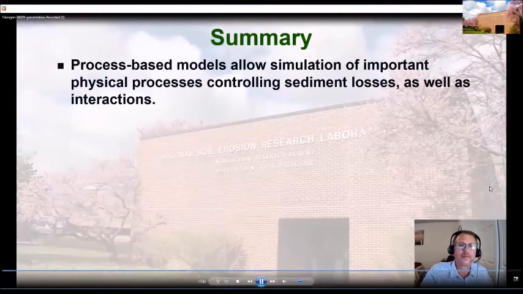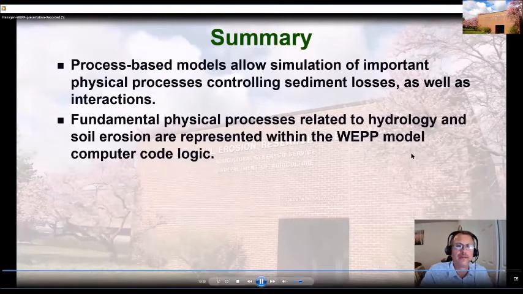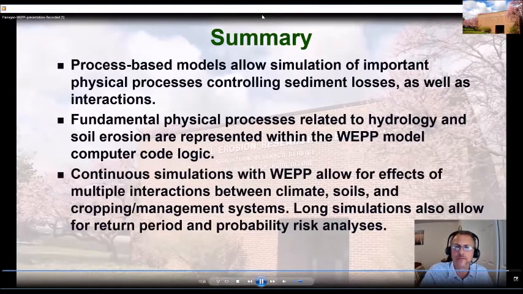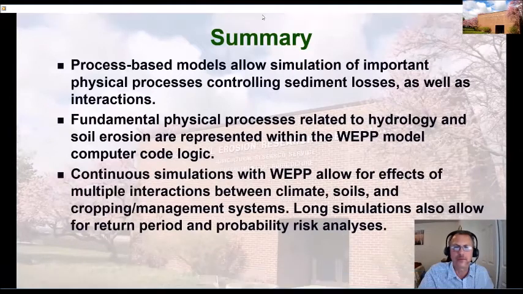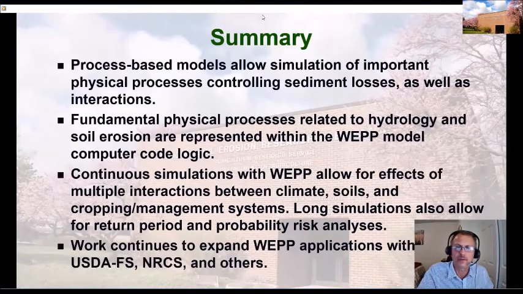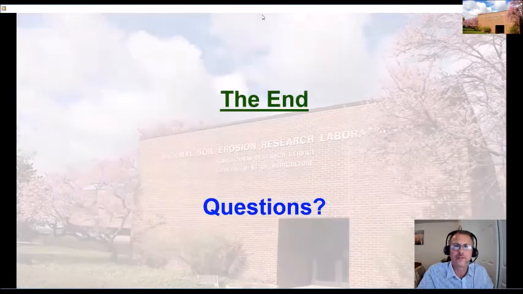In summary, process-based models allow simulation of important physical processes. Fundamental physical processes related to hydrology and erosion are represented within the model code, and continuous simulations with the model allow for effects of multiple interactions between climate, soils, and cropping management systems. Long simulations also allow for return period and probability risk analyses. Work continues to expand the model applications with the Forest Service, NRCS, and others.